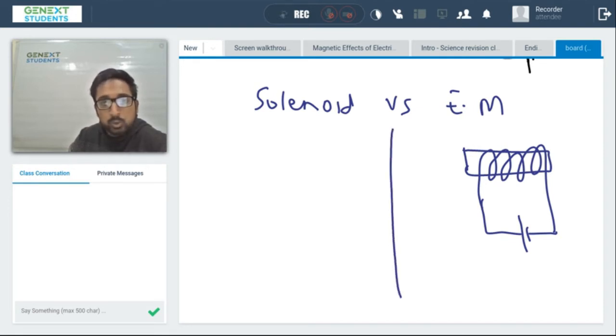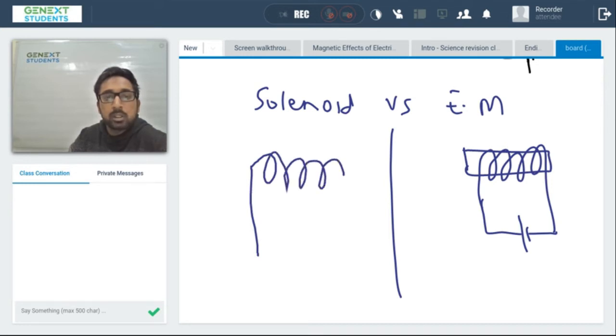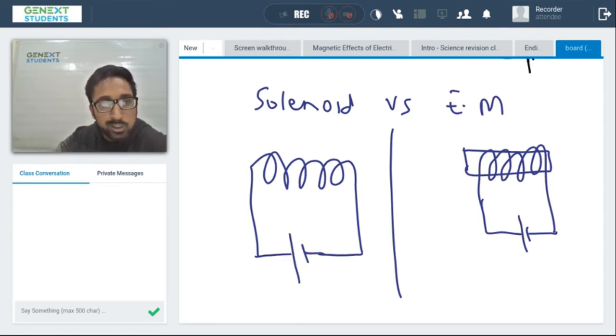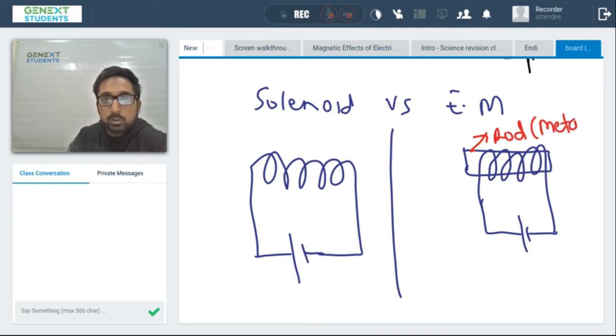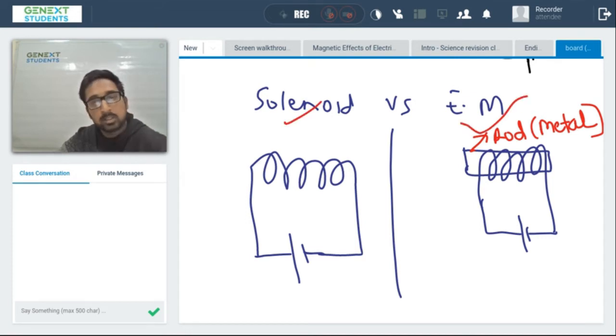And exactly what happens in a solenoid, you just take a wire and you curl it around. There is no metal rod in between. This is the only basic difference. Do you get it? This is the rod, iron rod, metal rod. So this is the metal rod, and here there is no metal rod. This is a solenoid, this is an electromagnet. That is the basic difference and nothing else. All right. Okay, let's move on.